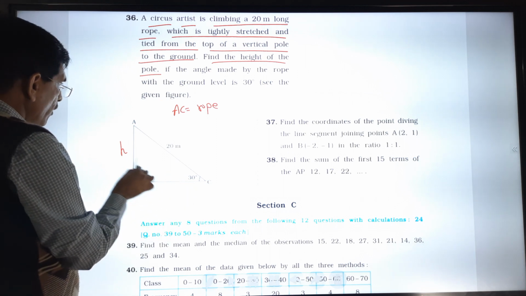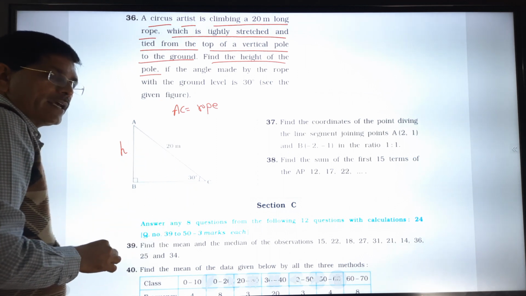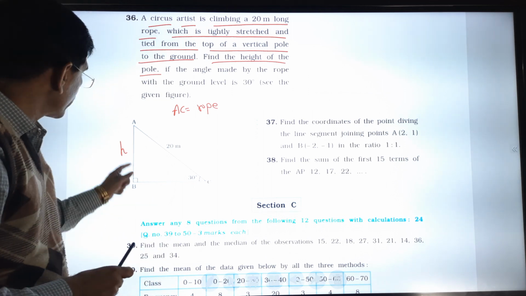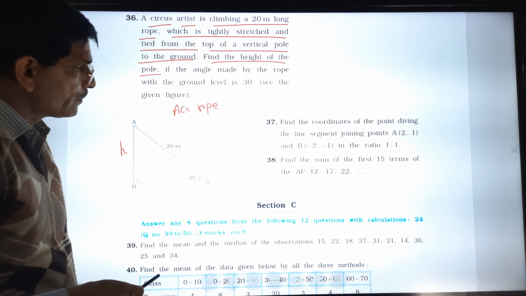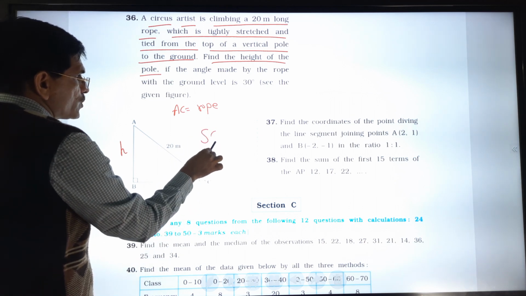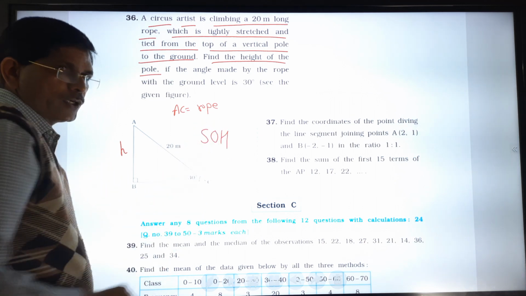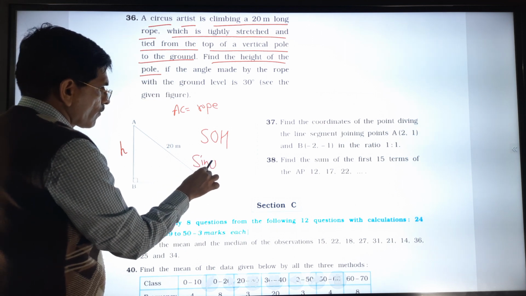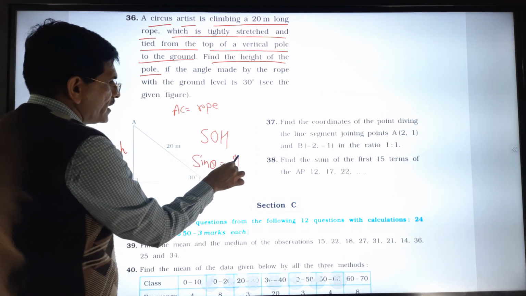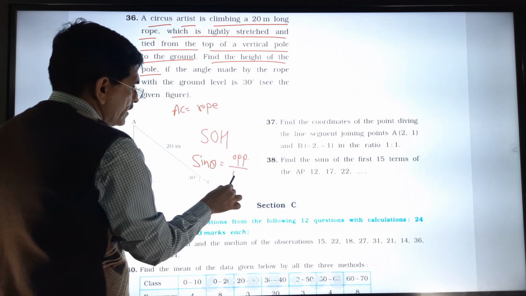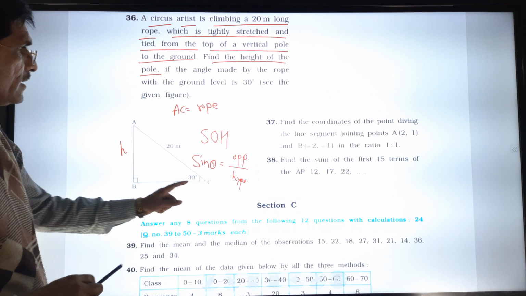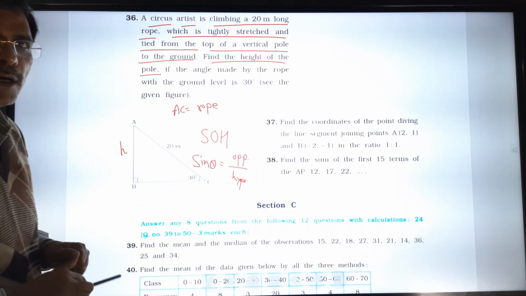Now, whenever opposite upon hypotenuse is there, which trigonometric function do I have to use? That is sine. Again, opposite upon hypotenuse. We have to remember it as SOH. S means sine, O means opposite, H means hypotenuse.